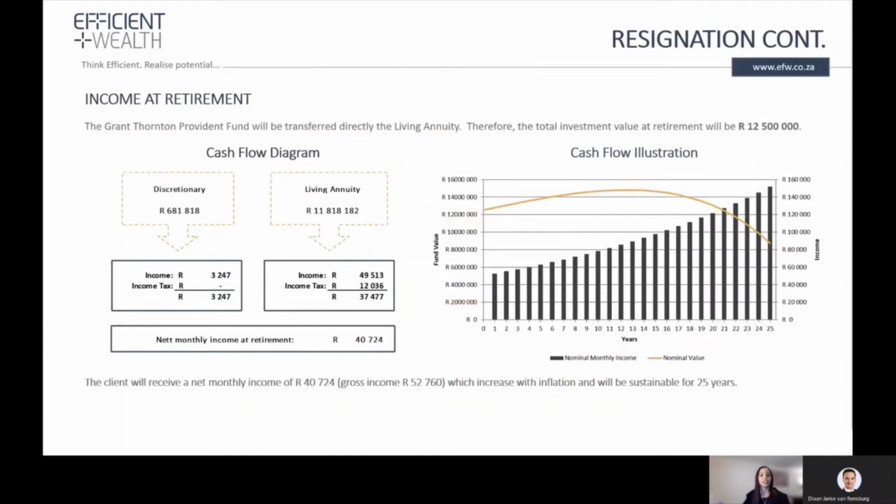Okay, let's look at the income at retirement. The Grant Thornton Fund will be transferred directly to the living annuity, and the cash flow diagram will show the split between the discretionary fund and the living annuity. The client will therefore have a net income of 40,724. The cash flow illustration will show that the client's income will increase with inflation and will be sustainable for 25 years.